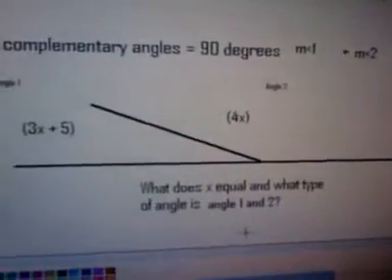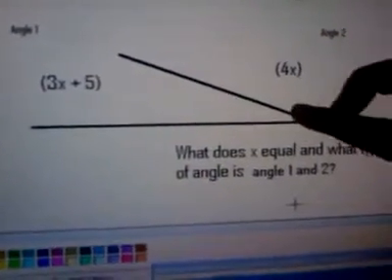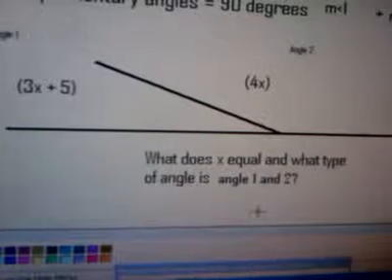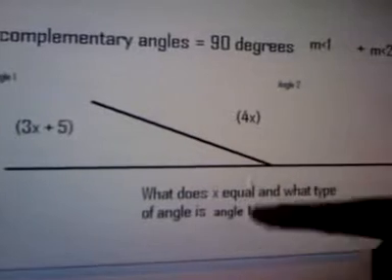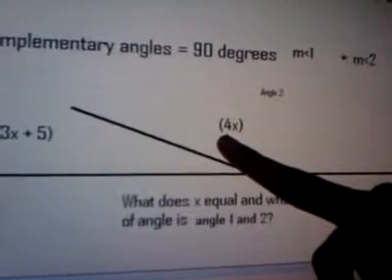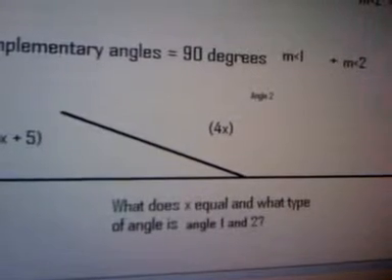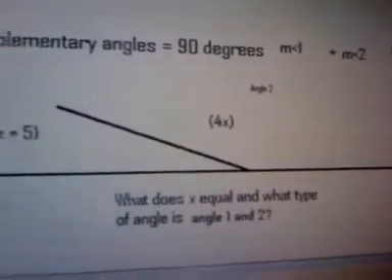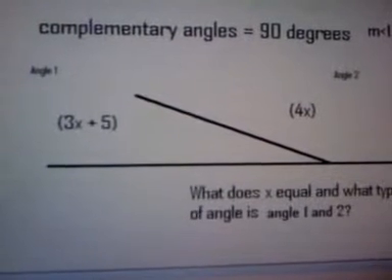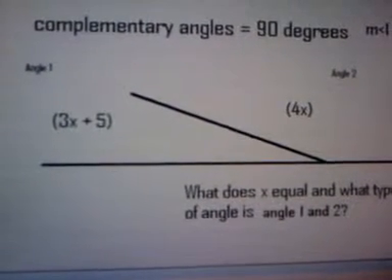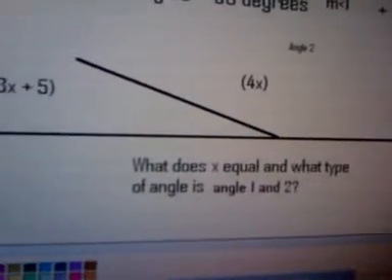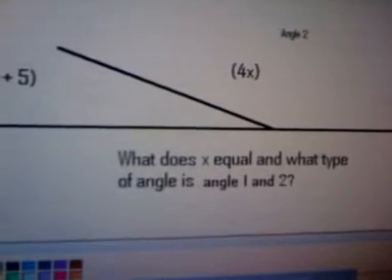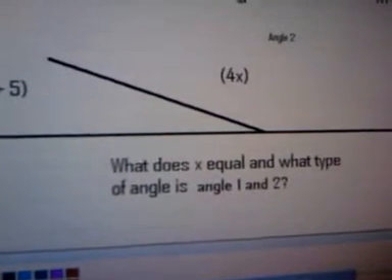So here we have two angles and they are supplementary: 4x and 3x plus 5. What does x equal, and what type of angle is 1 and 2? X equals 25 in this case because 4 times x equals 4 times 25 equals 100. 3x plus 5 would be 75 plus 5, which would be 80. So angle 1 would be an acute angle, and angle 2 would be an obtuse angle.